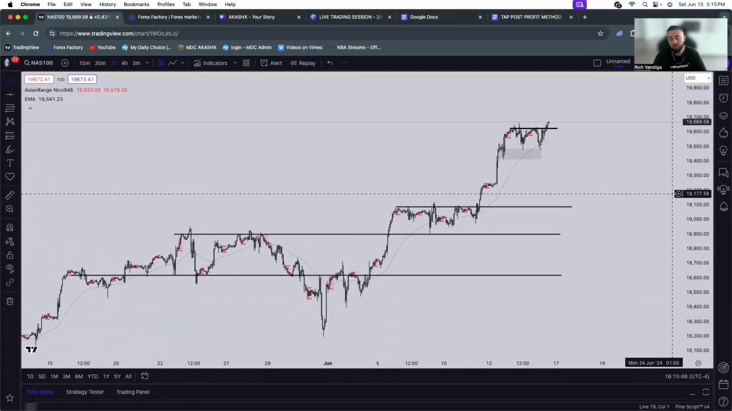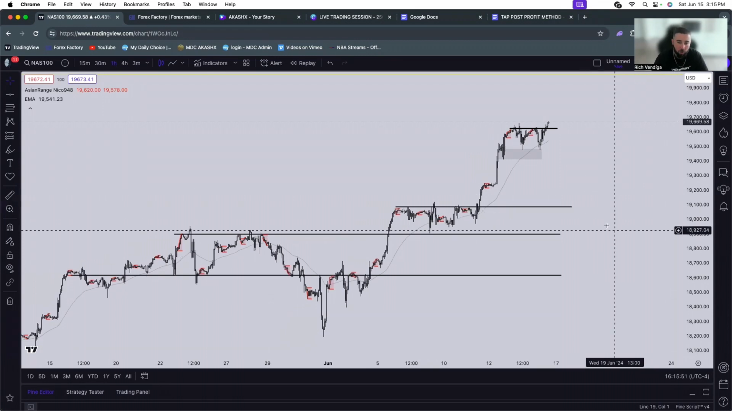And I want to jump on the charts and actually show you what that looks like from a technical analysis perspective so that you guys can continue to catch these big moves with me. Let's go. All right, so here we've got the chart pulled up for NAS 100.